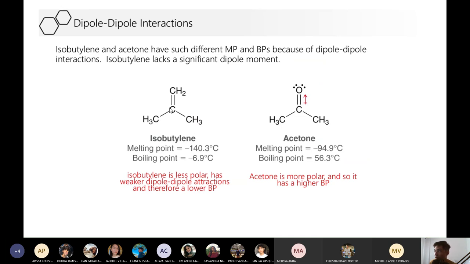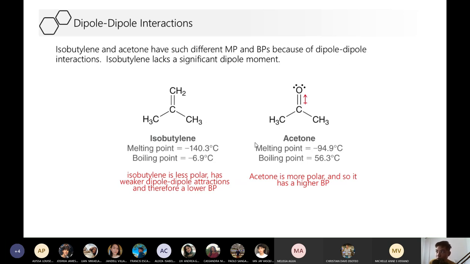Okay, so yan. So, depending on the interaction that your organic molecule can perform, magbabago yung kanilang strength ng intermolecular force. No? So looking here, we have isobutylene. So anong bonds meron dyan? Carbon-carbon, carbon-hydrogen. So lahat ay non-polar. So this molecule is in itself nonpolar, so it will have weaker intermolecular forces. Compare that to acetone, we have a dipole bond here, the CO bond. Dipole yan. So it can perform dipole-dipole interaction.